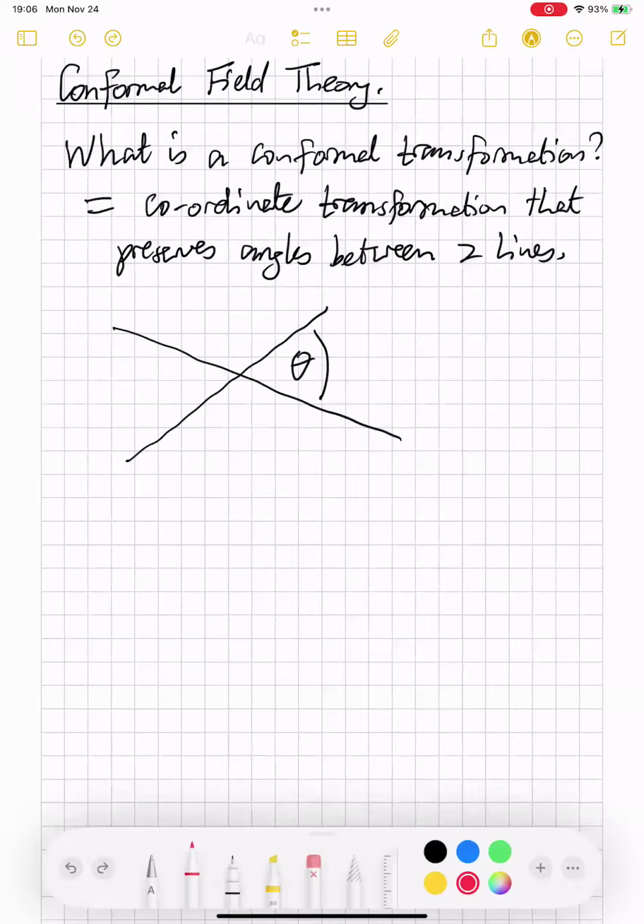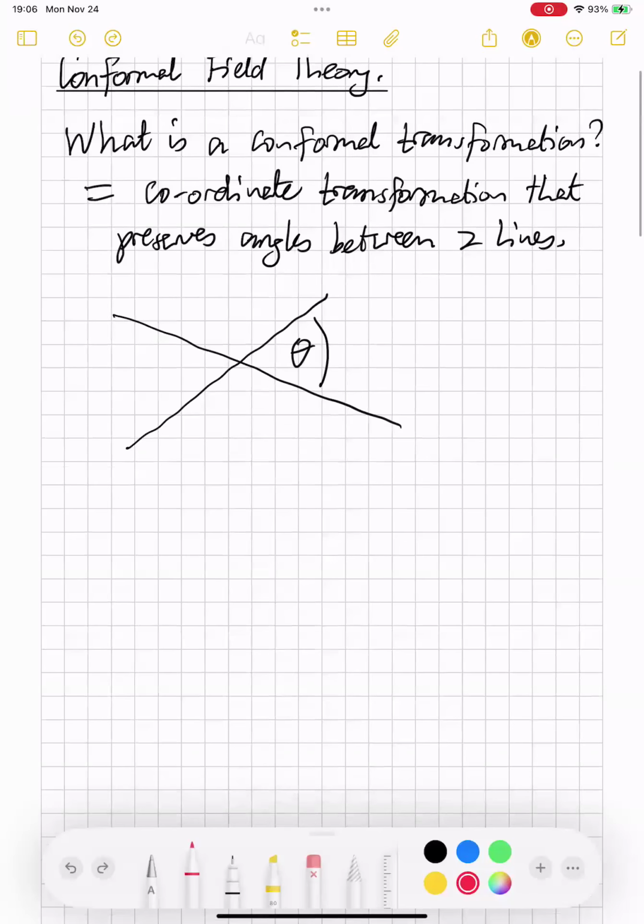Okay, so let's look at our first example of a conformal transformation. This conformal transformation will map the plane, the infinite plane, into a sphere. We might say the unit sphere. Okay, so let's now define this conformal mapping.